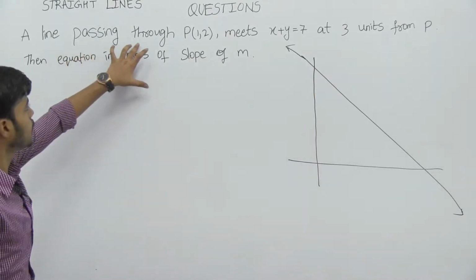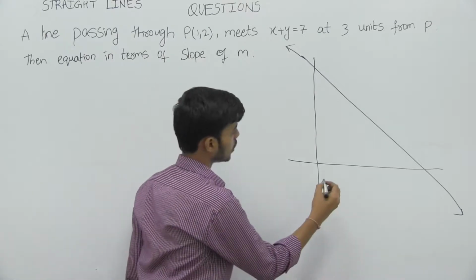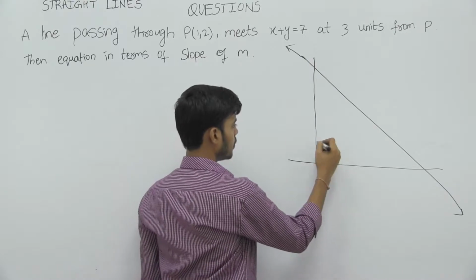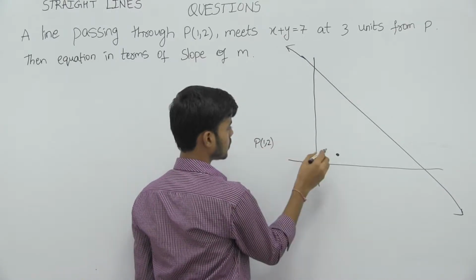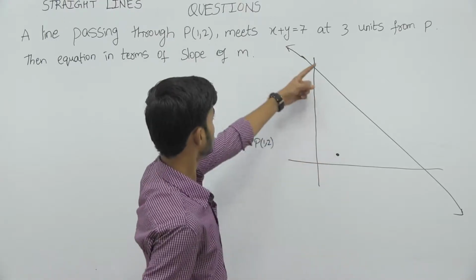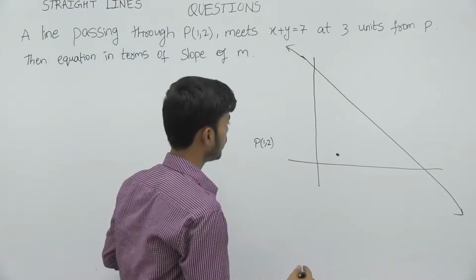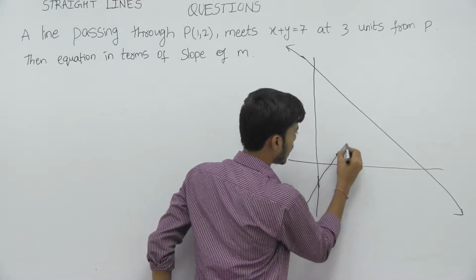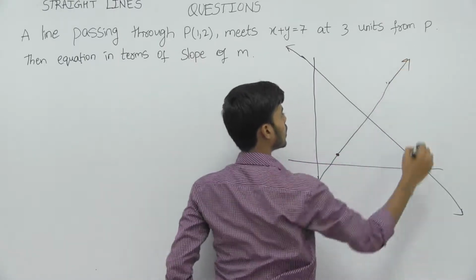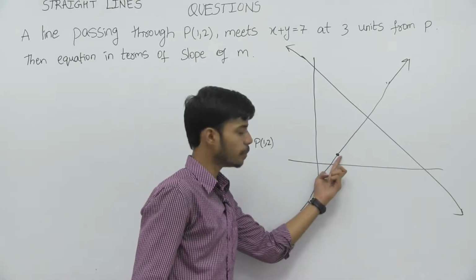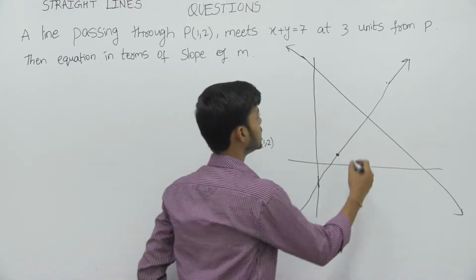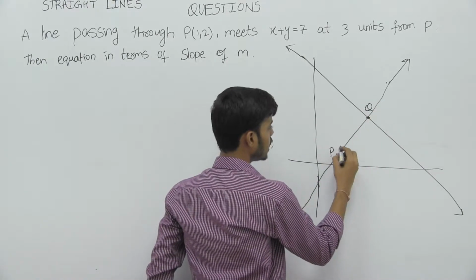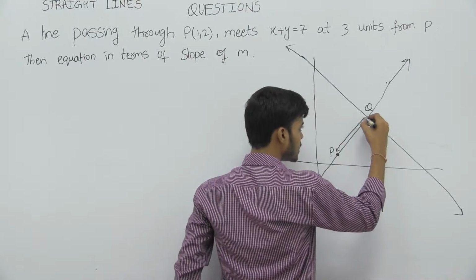And a line which is passing through point P (1, 2). So assume point 1, 2 is here, that is point 1, 2, and a line passing through this meets at 3 units distance from P. So assume that line to be like this. The line which is passing through point P meets this line at 3 units distance. Let this point be some Q, this is P, and we know this distance is equal to 3.